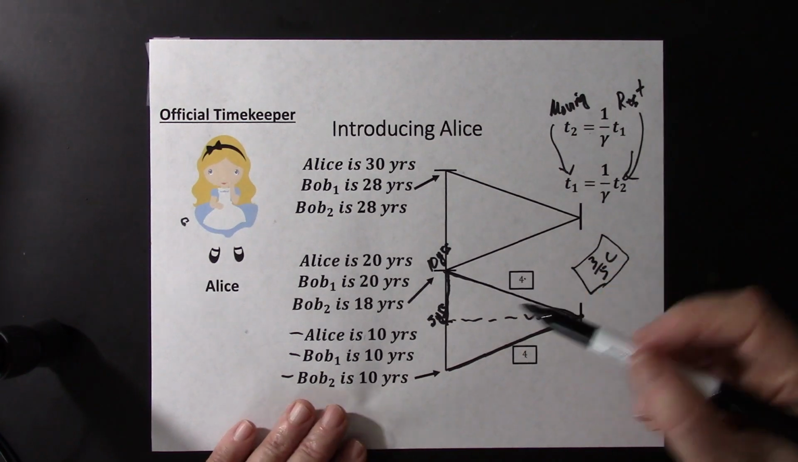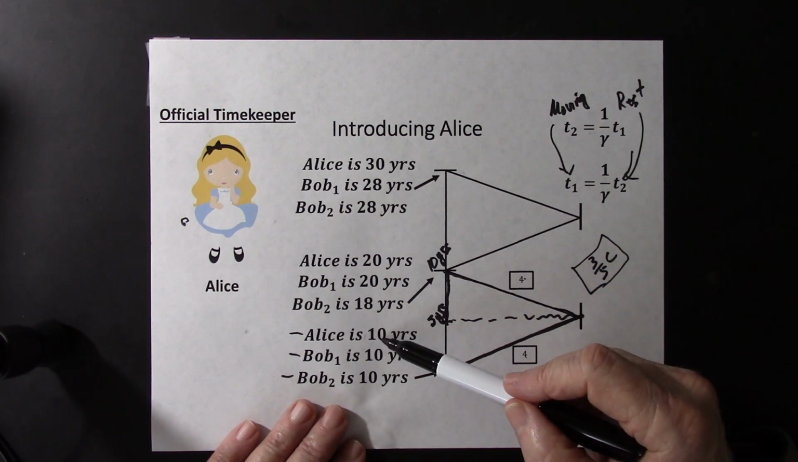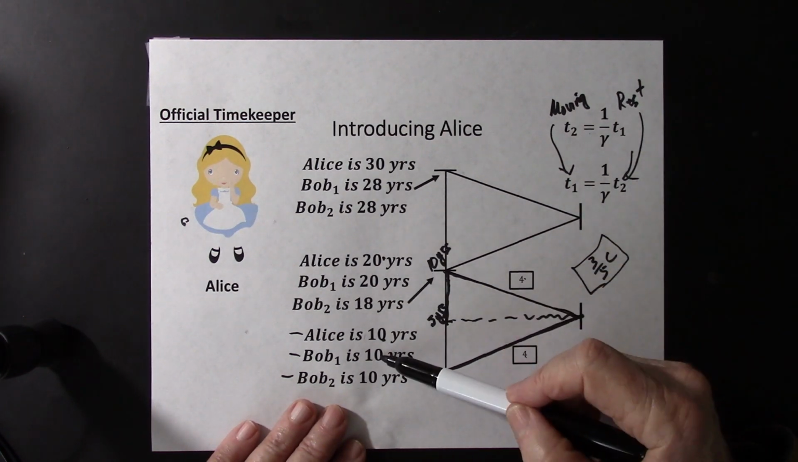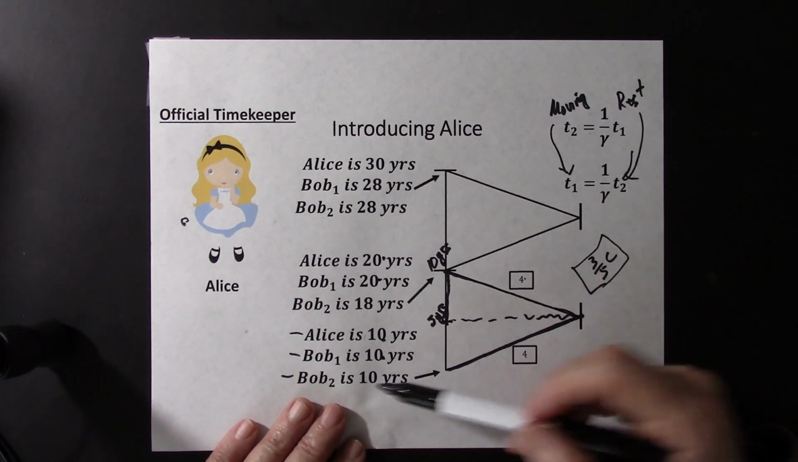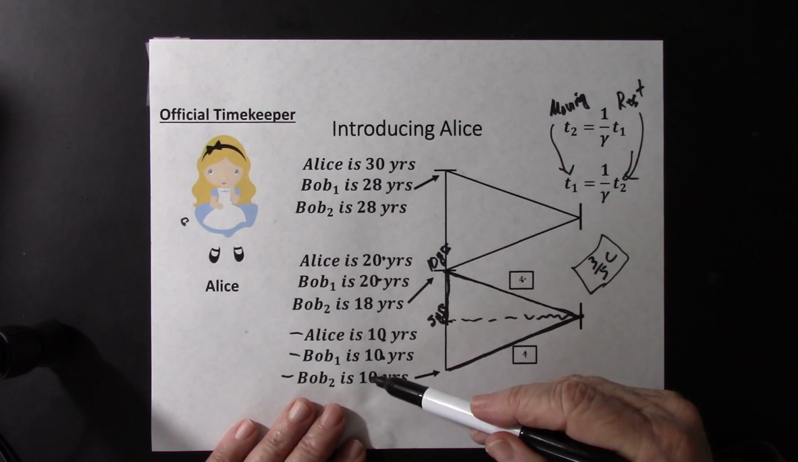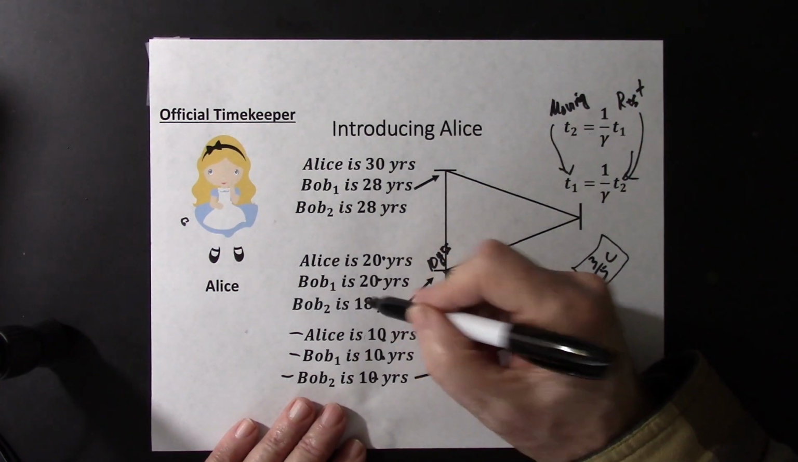After 10 years, we have to add 10 years to Alice's age, so she's 20. We have to add 10 years to Bob 1's age, and he becomes 20. But we only add 8 years to Bob 2's age. He's only 18 years old after this.